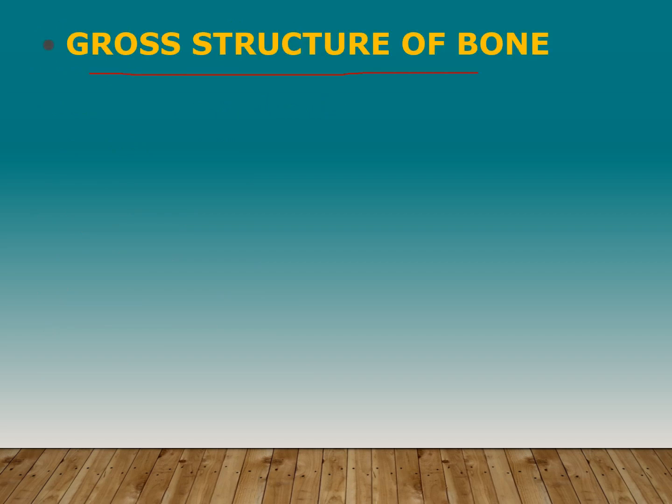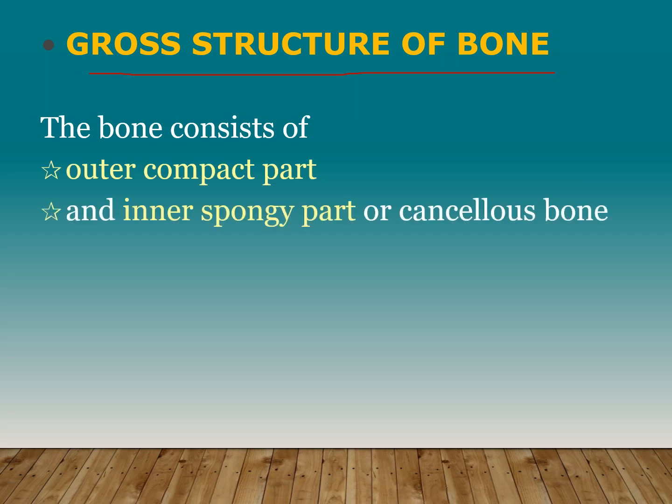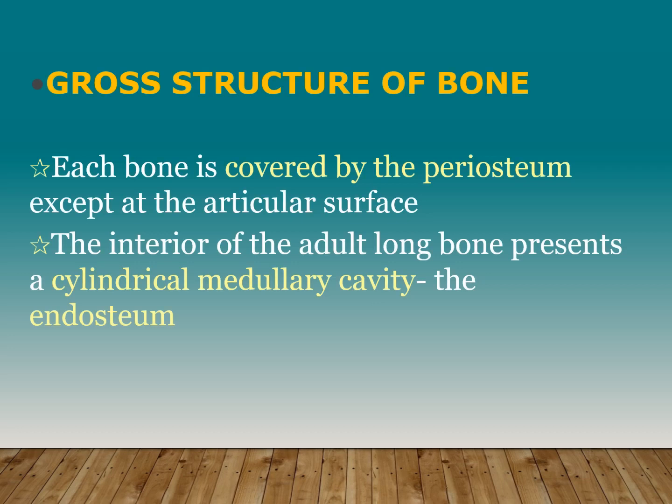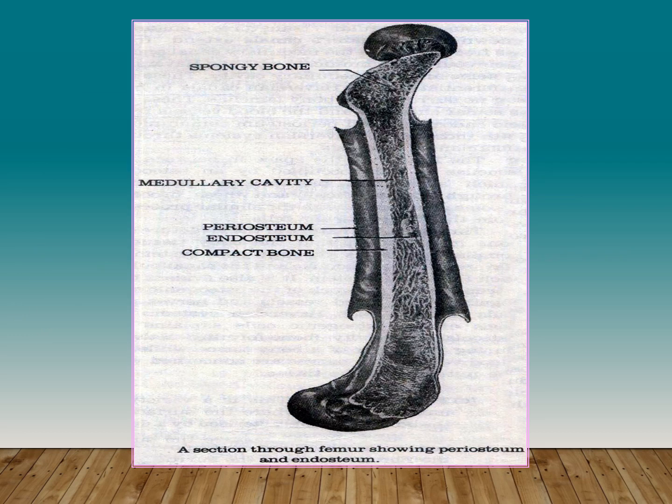If you see the gross structure of the bone, it consists of outer compact part and inner spongy part, which is also called the cancellous bone. There are two parts of the bone, outer compact part and inner spongy part. Each bone is covered by the periosteum, except at the articular surface. So this periosteum is outside, and inside the bone, the covering of the cylindrical medullary cavity is the endosteum. So you have to know outer is periosteum and inner is endosteum. So this is the structure of the bone, which we have seen: outer compact bone and inner spongy bone. Outer compact part is covered by periosteum and inner medullary part is covered by the endosteum.